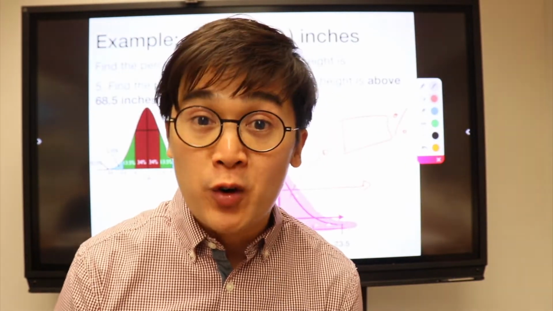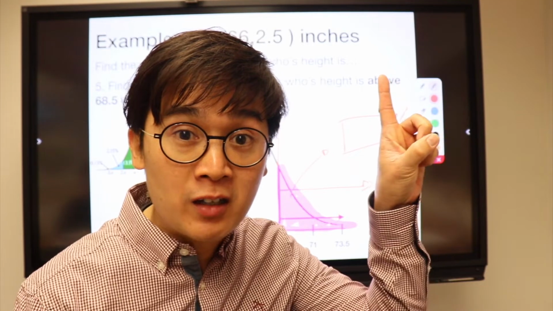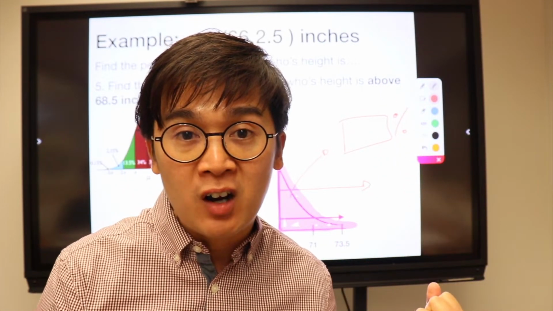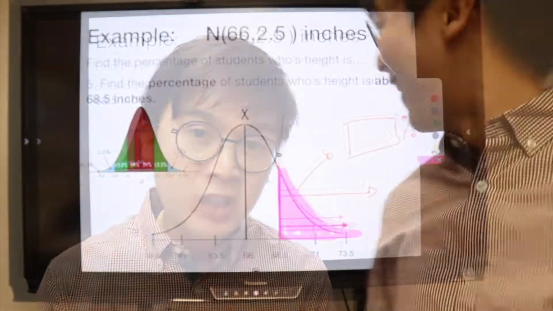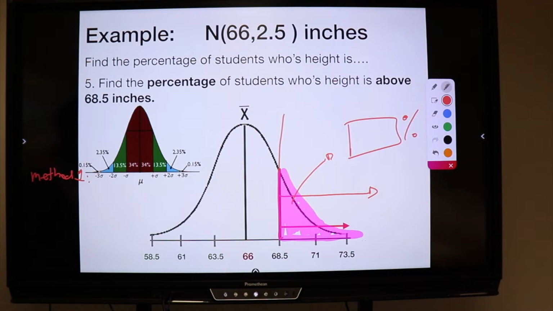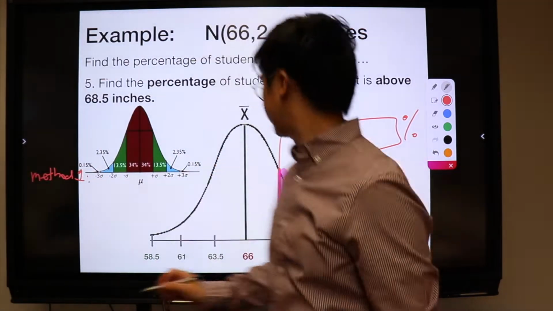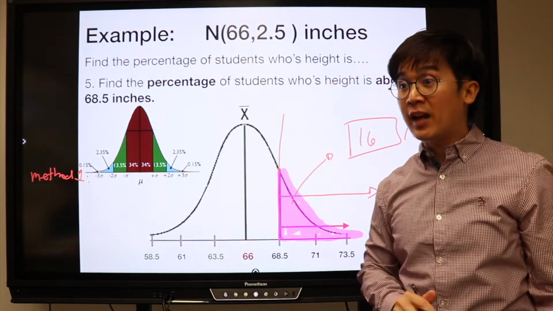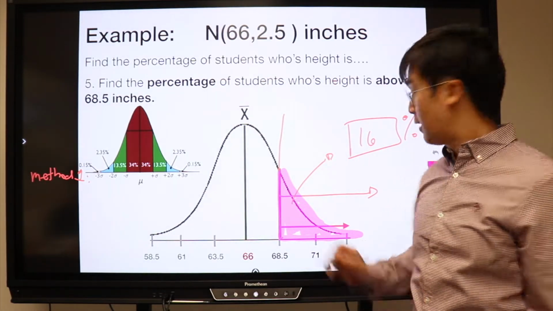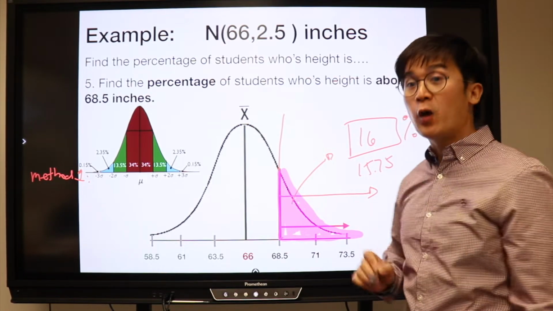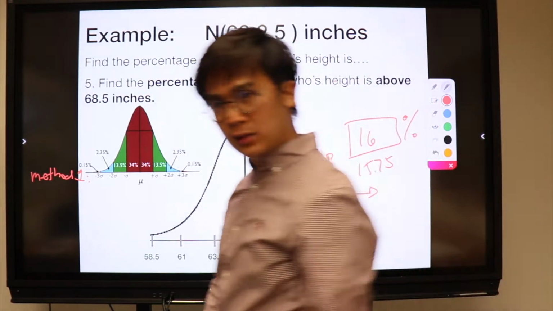And if you think you need more videos on how to compute for the normal curve, just hit this button over here and I'll give you more videos on how to compute for the area under the normal curve. Alright, did you compute for it? Yes. Okay, what is your answer here? I got 16%. Is there any other answer? 15.75. 15.75%? Okay. So let's see which one is correct.